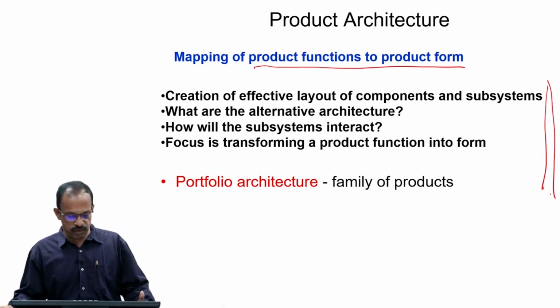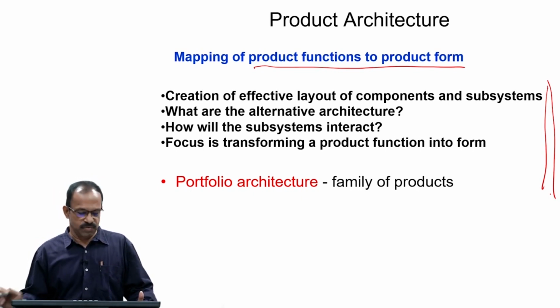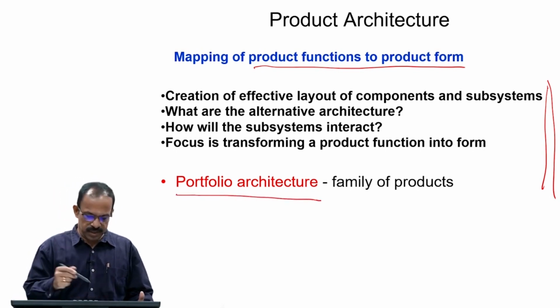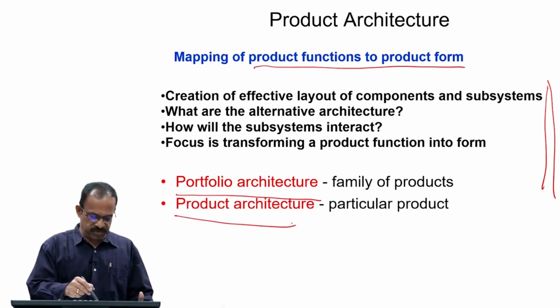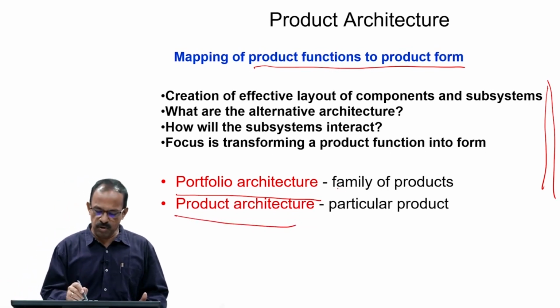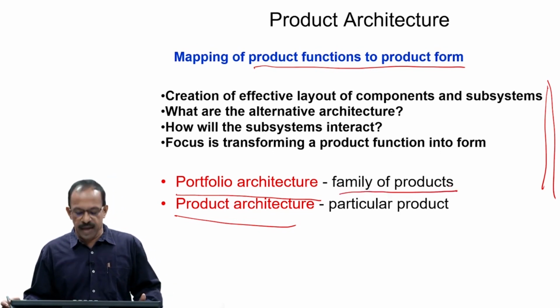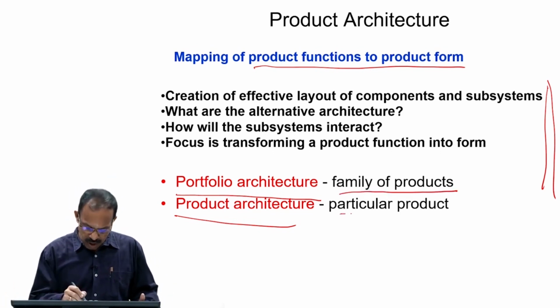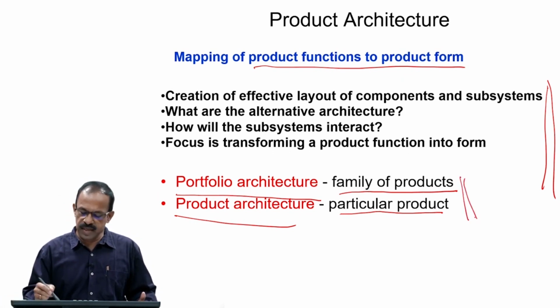We found that the creation of architecture has a lot of influence on the design of the product, and there are two types of architectures we normally encounter. The first one is known as the portfolio architecture, and the second one is the product architecture itself. So, portfolio architecture talks about the family of products, how many products should be there in the product family, and product architecture talks about how to architect an individual product.